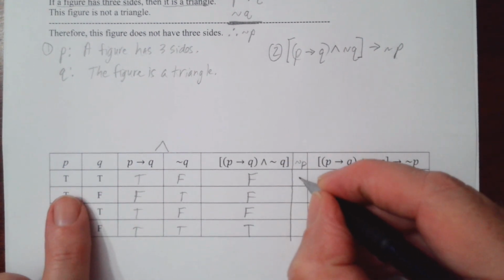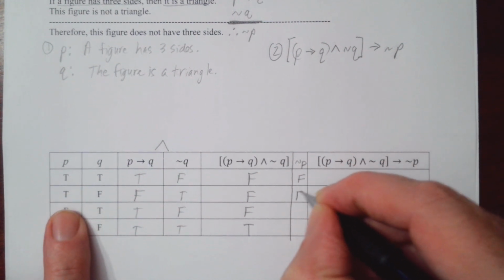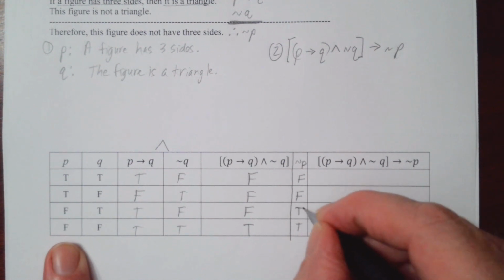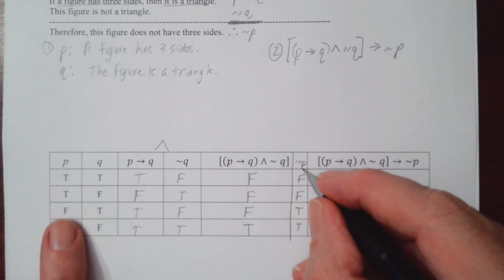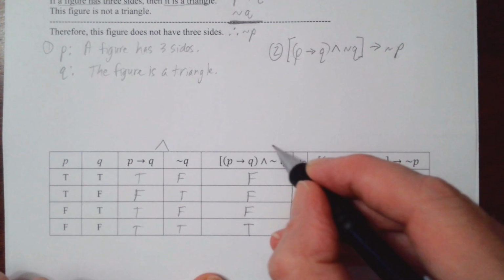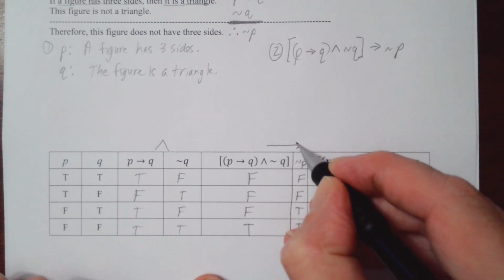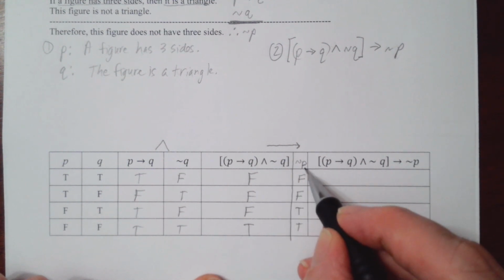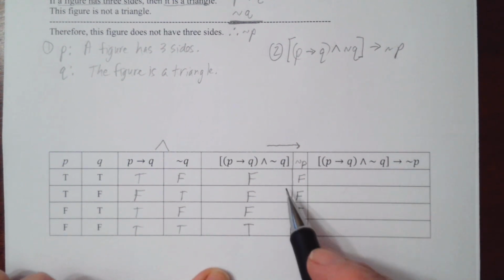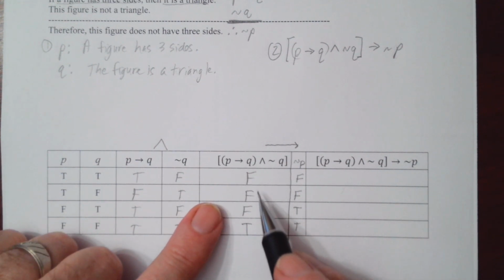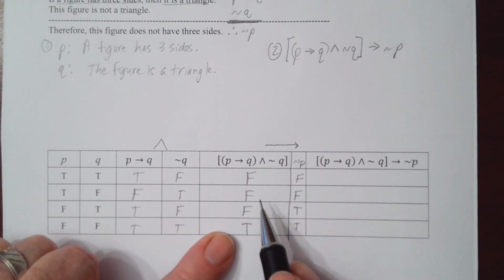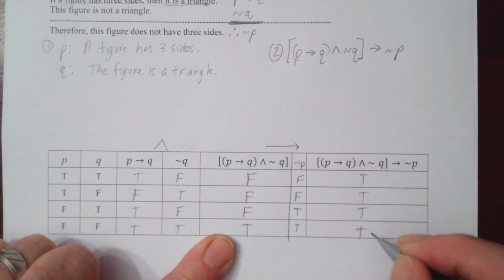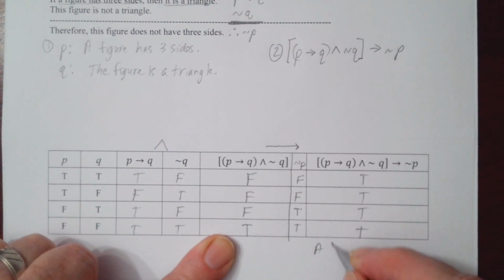And so we would have false, false, true, true. Our not P column is the opposite of our P column. Okay, so finally, we're trying to see if this compound statement implies not P. So it's only false if we get a true false. There are no true falses. And so each time this would be true. So this is a tautology.